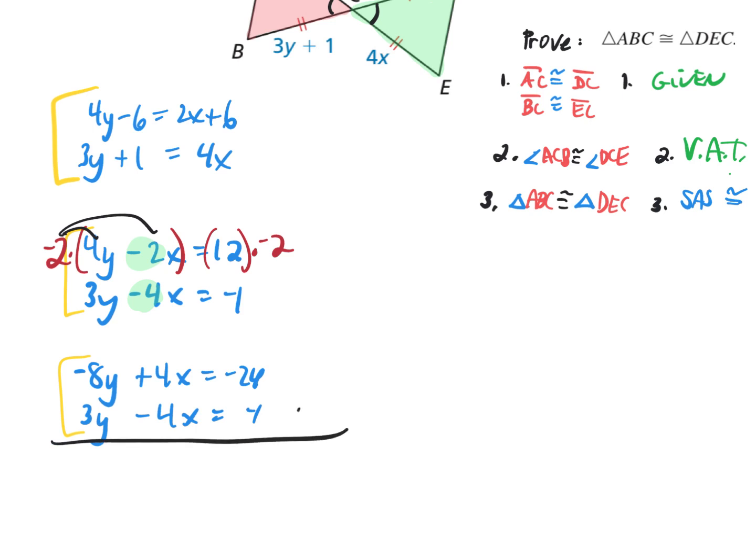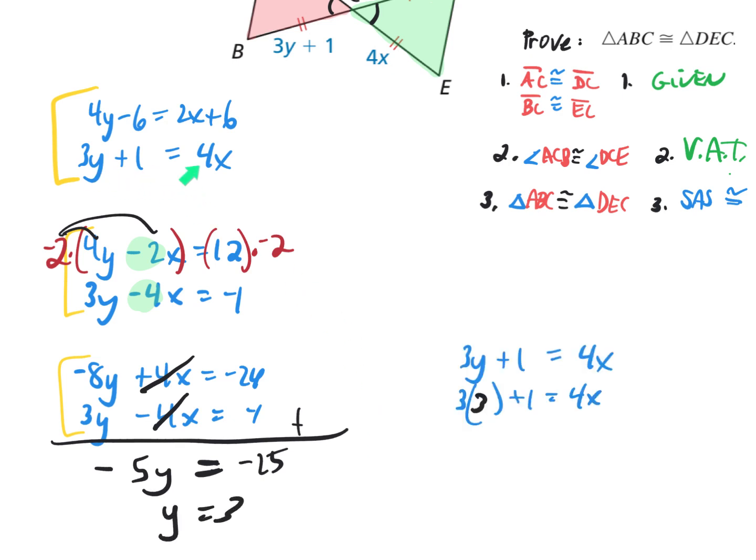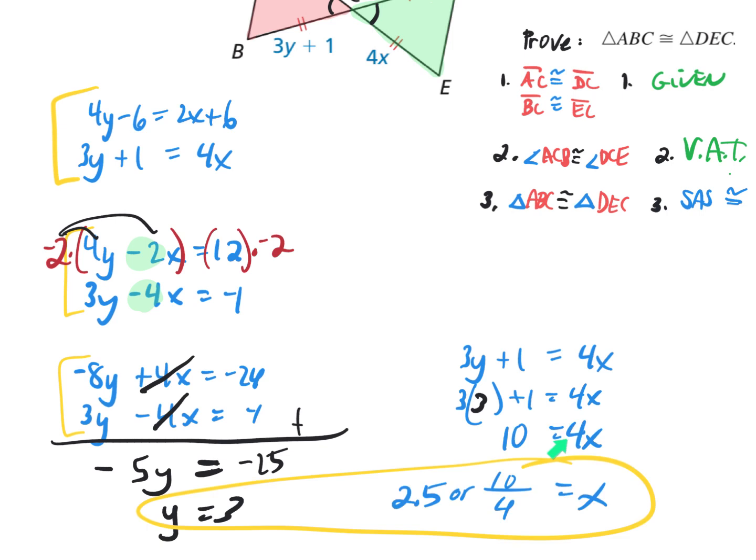All right, our coefficients on x are opposites, so now we will do the next step of the elimination method. We'll combine these. On the right side, we have negative 25, and on the left side, 4x and negative 4x is 0, leaving us with negative 5y. And when we divide both sides by negative 5, y is equal to 3. So if 3y plus 1 is 4x, and y is equal to 3, then we have 9 plus 1 is equal to 4x. So x is 10 divided by 4, or 2.5.